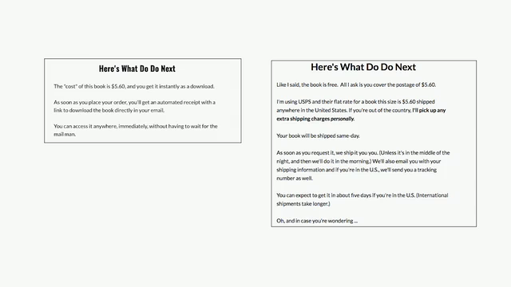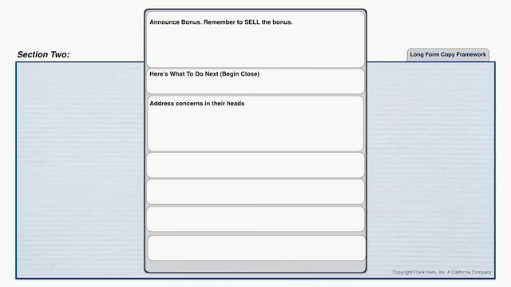If you're out of the country, I'll pick up my extra shipping charges personally. Your book will be shipped same day. As soon as you request it, we ship it to you unless it's in the middle of the night, and then we'll do it in the morning. We'll also email you with your shipping information, and if you're in the U.S., we'll send you a tracking number as well. You can expect to get it in about 5 days if you're in the U.S. International shipments take longer. Oh, and in case you're wondering, boom, okay? And so that begins the close.